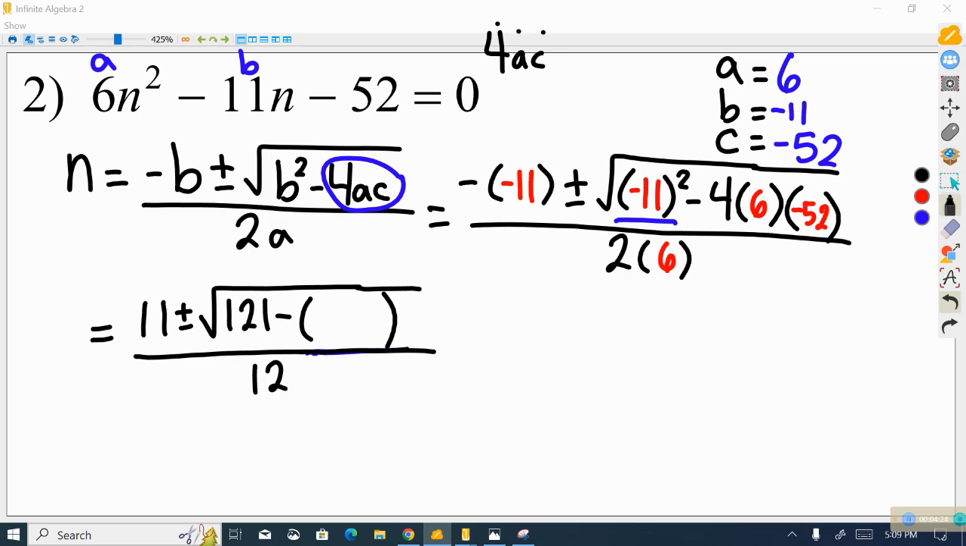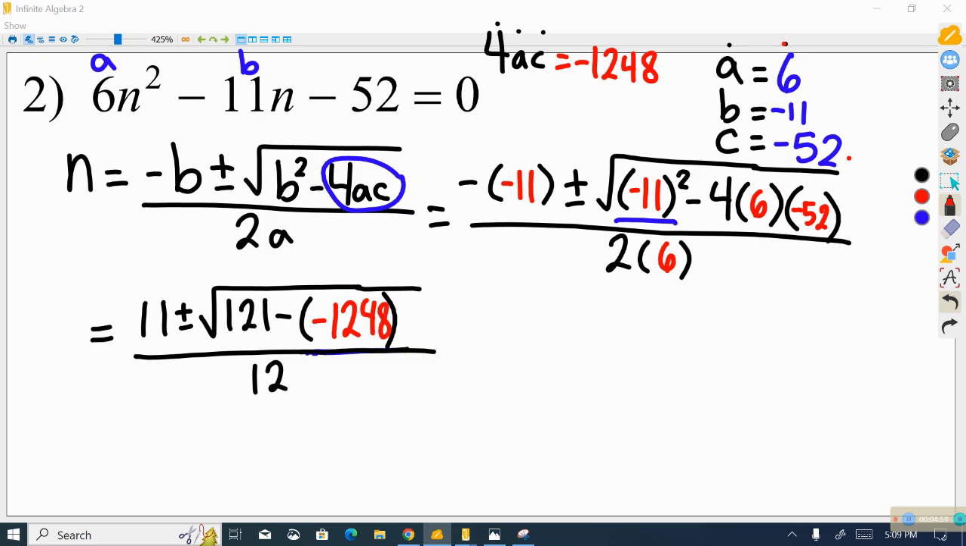So I have to do 4 times A, and A is 6. 4 times 6 is 24. Then we'd have to do 24 times negative 52. So 24 times negative 52 makes negative 1,248. So the value that I should go put in this parentheses is 4AC, and 4AC is negative 1248, so that's what I'm going to write here. Okay?